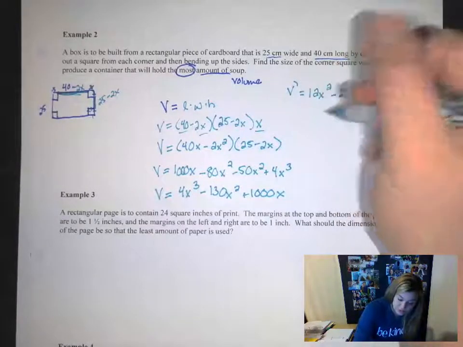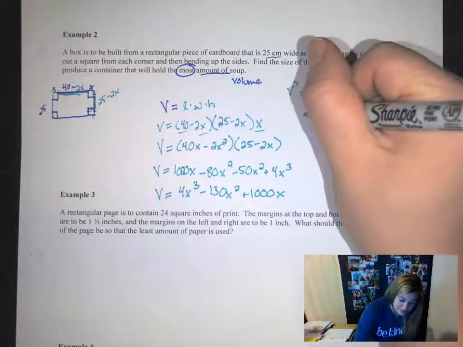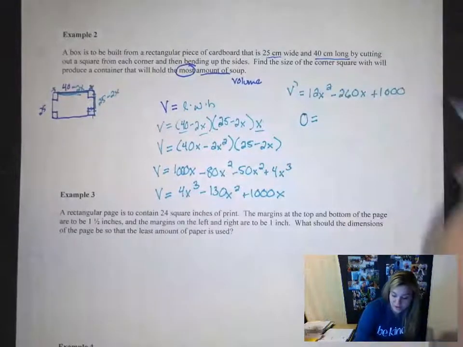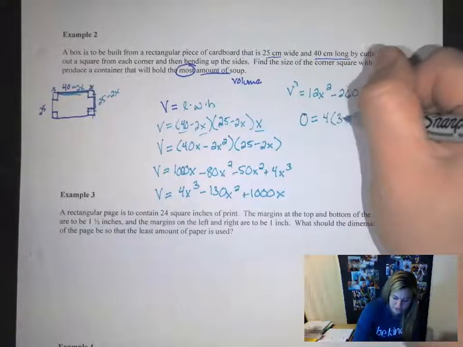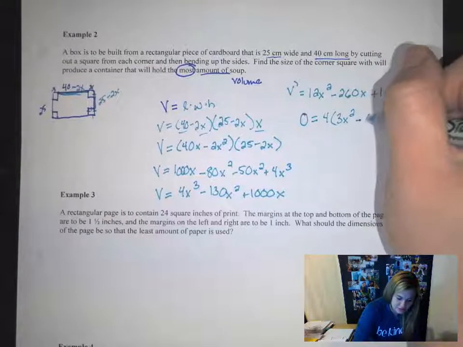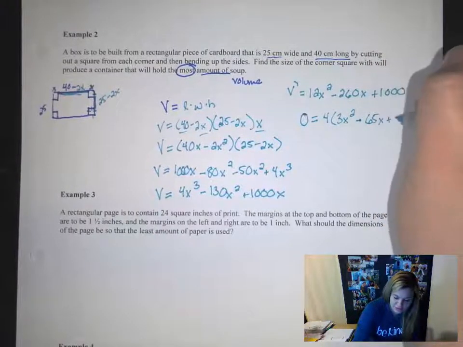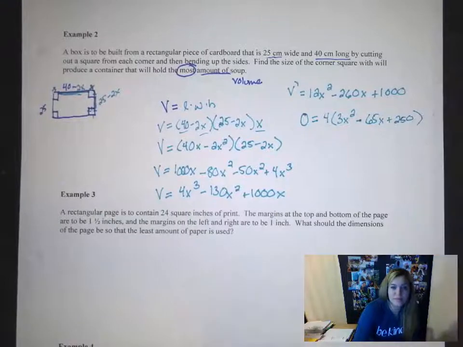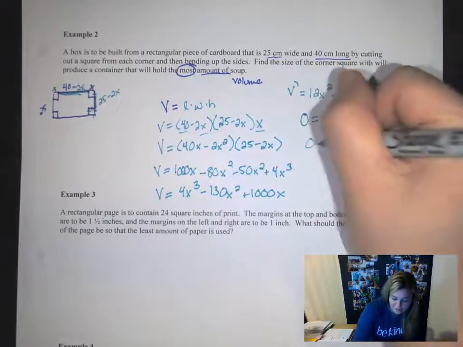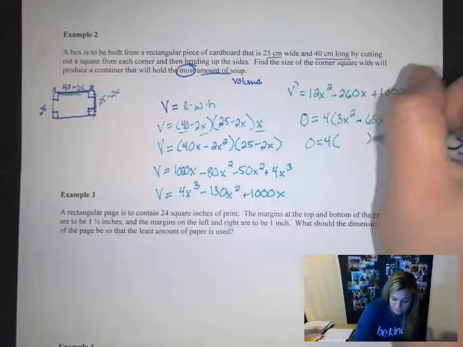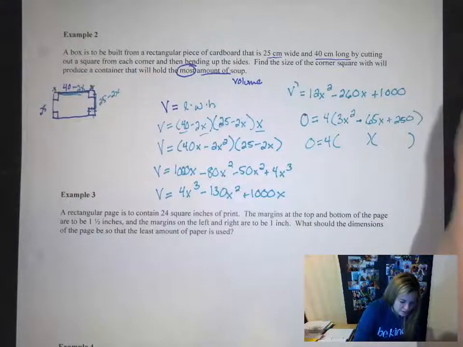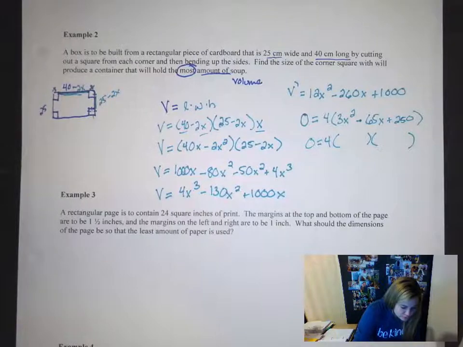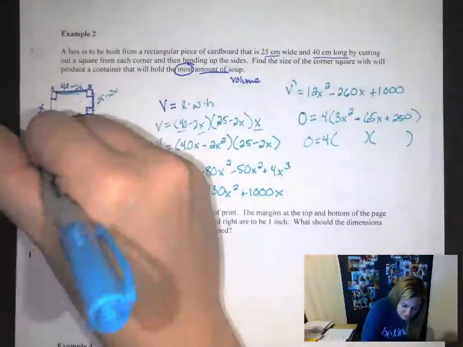And so what I'm going to do is set this equal to 0 in some way. I'm going to factor out a 4. 3x squared minus 65x plus 250. Factor here. Take a moment, do that. When I factored before, what did I get? I'll do this over on the side because I did this method.